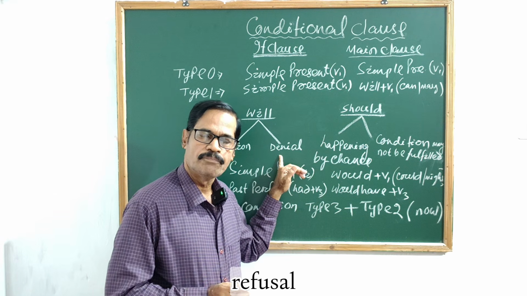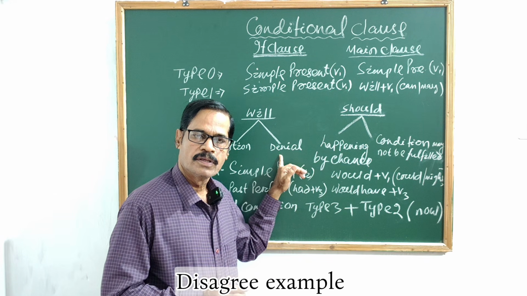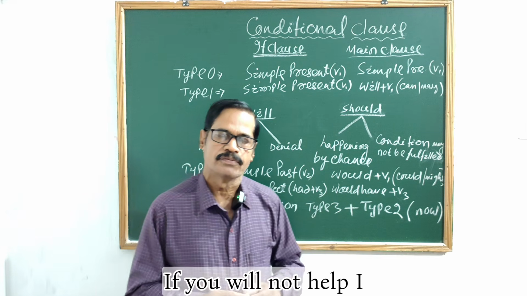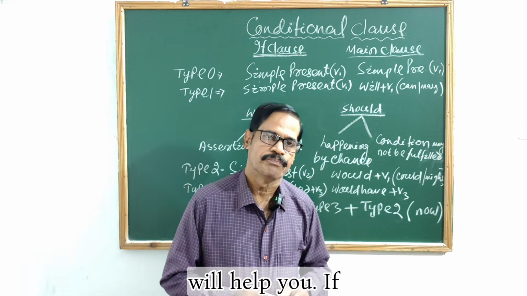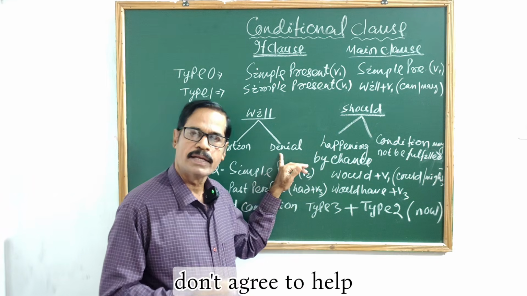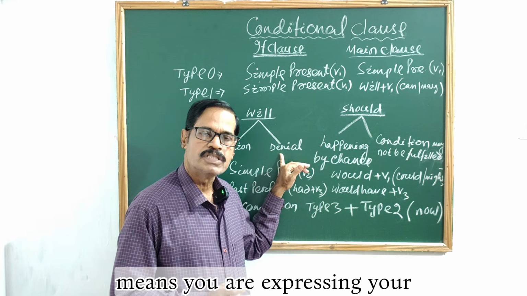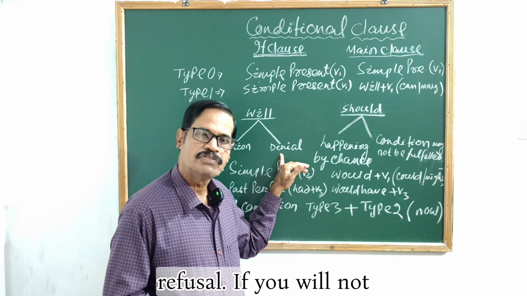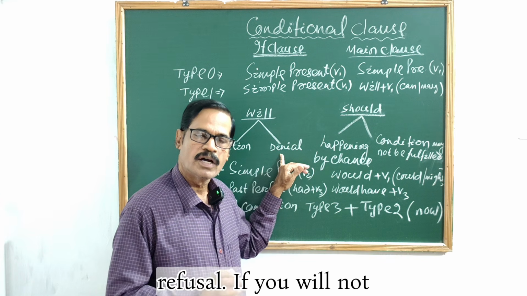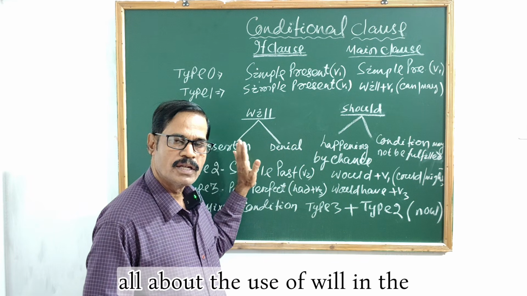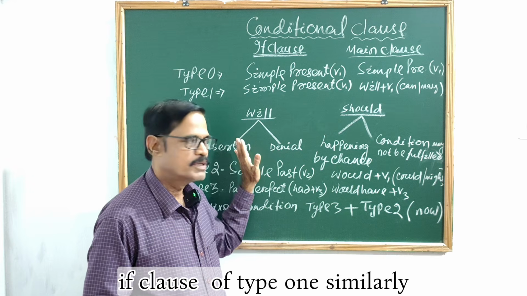The will is also used in case of denial. Denial means refusal, disagree. Example, if you will not help, I will help you. If you will not help means if you don't agree to help. Means you are expressing your refusal here. So denial means refusal. If you will not help, I will help you. This is all about the use of will in the if clause of type 1.